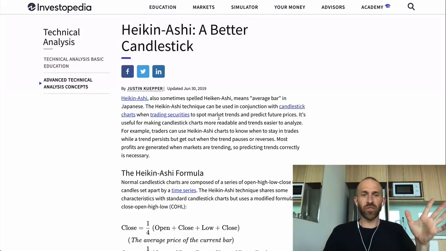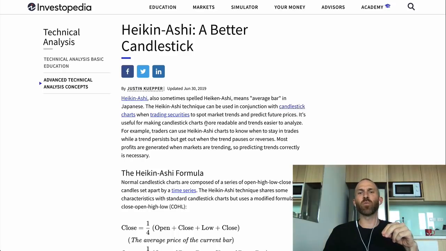And just to give you a definition of that, sometimes it means average bar. It can be used in conjunction with candlestick charts to spot market trends and predict future prices. It's useful for making candlestick charts more readable and trends easier to analyze. All right, so I just like the way they look a little bit better.